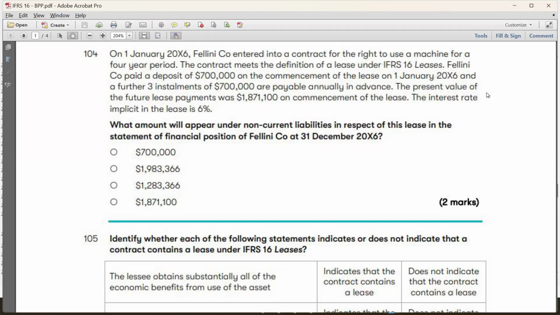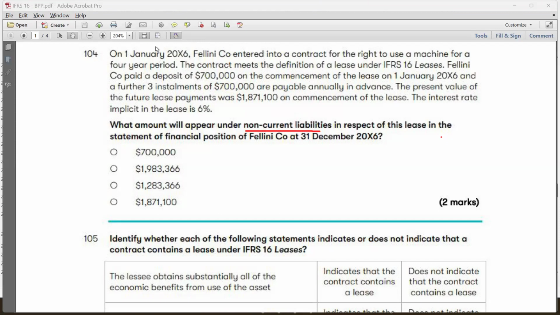Okay, so let's see what we have here. The requirement is, I'm going to highlight the requirement here: What amount will appear under the non-current liabilities in respect of this lease in the statement of financial position of Felony Co. at 31st of December 20x6? So let's see what is going to be the value that will be reported as the non-current liabilities, like what will be paid after 1 year.